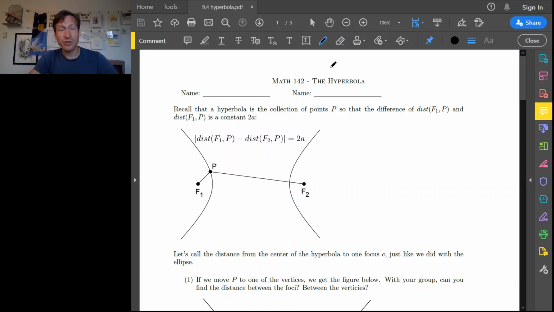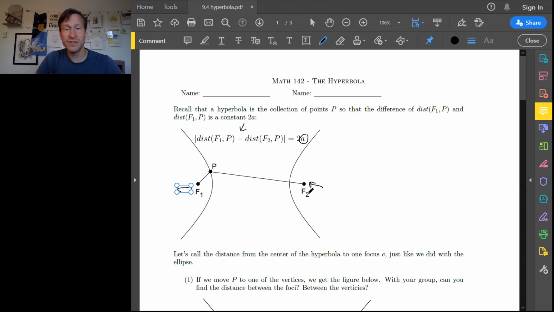So the classic Greek definition of a hyperbola is similar to an ellipse. You pick two foci, but instead of the sum of the distances to the foci being 2a, it's the difference. So a hyperbola is all of the points P so that the difference of distances from the foci is equal to your constant 2a.